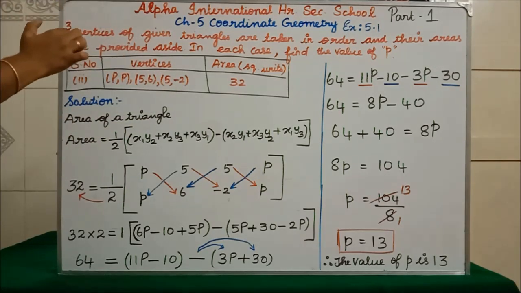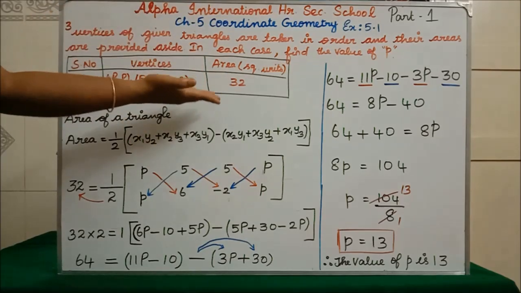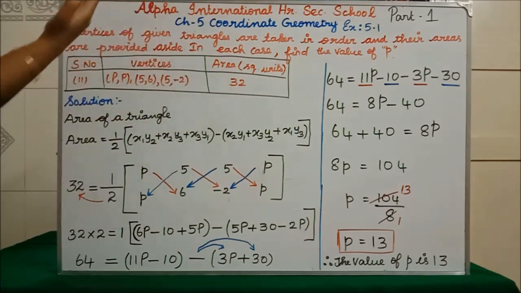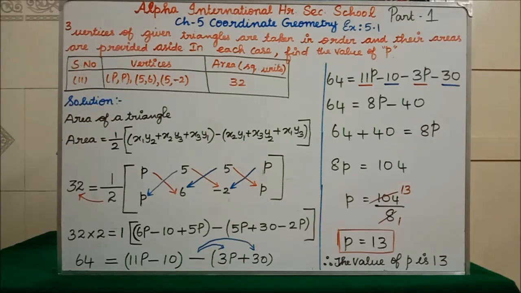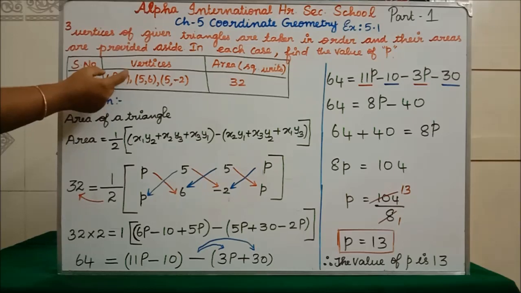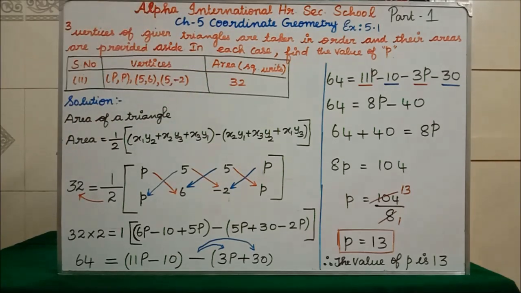But in the third question they themselves have given the area and they are asking us to find one of the vertices. What is the p value we have to find? Clear the difference between the first question and the third question? In the first question we found the area. In the third question we are going to find one of the vertices, and they have given the area. But for 1 and 3, both have the same formula. Clear? Now we'll go for the solution.